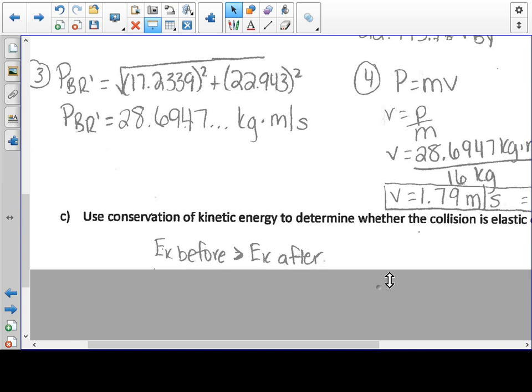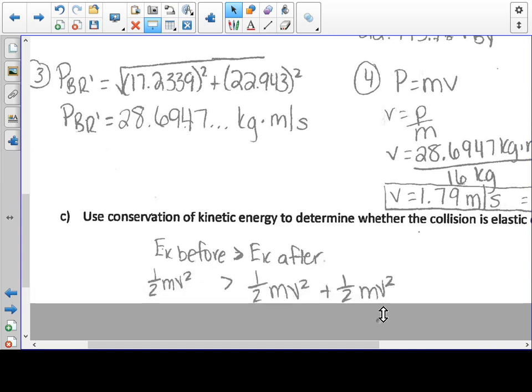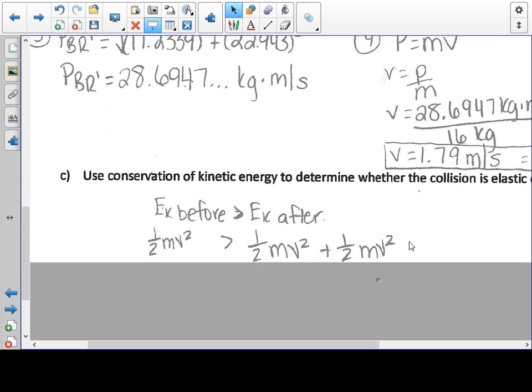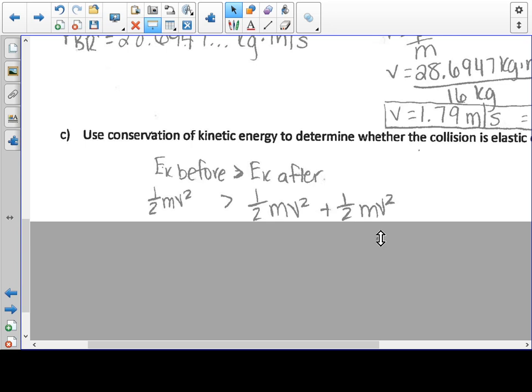So we compare our kinetic energy before with our kinetic energy after. Since ball B is not moving in the beginning, its kinetic energy is 0 and is completely dropped from this equation. Therefore, the kinetic energy of ball A initially, 1/2 mv squared, must be equal to 1/2 mv squared of ball A after the collision plus 1/2 mv squared of ball B after the collision if this is an elastic collision. And the fact that there is a greater than sign kind of indicates that they probably are not conserved.